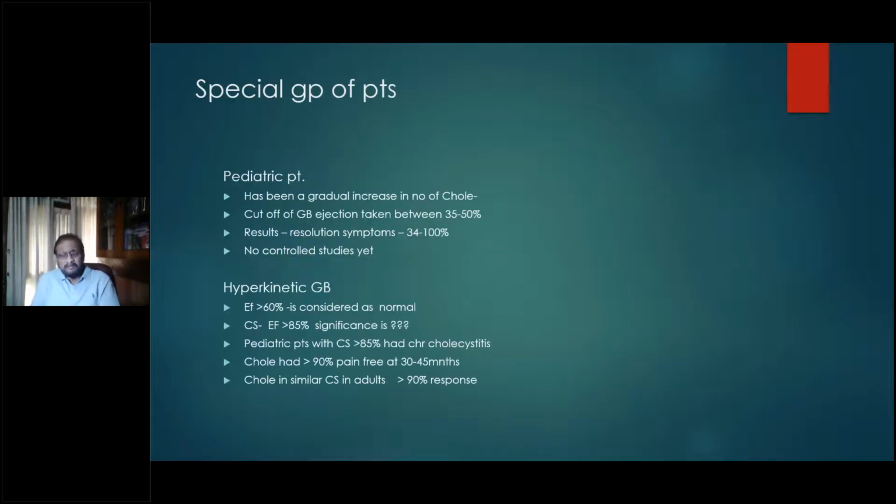Can you see a basically special group of patients? Pediatric. There is a gradual increase in the number of cholecystectomies in children with a diagnosis of dyskinesia. And an ejection fraction of 35 to 50% has been taken as the cutoff point. Resolution of symptoms has been seen anywhere from 34 to 100%. So that is a very varied effect.